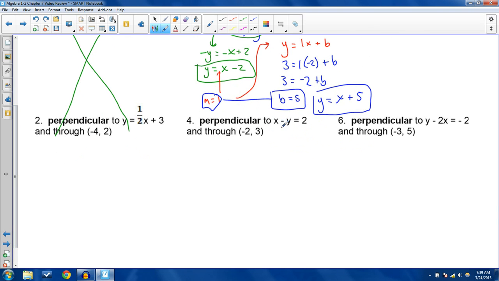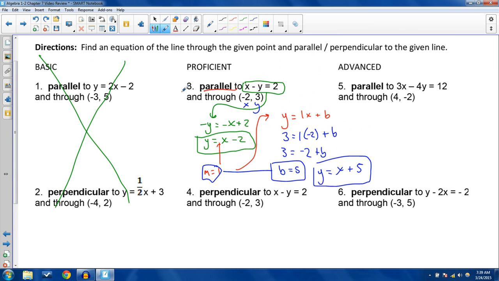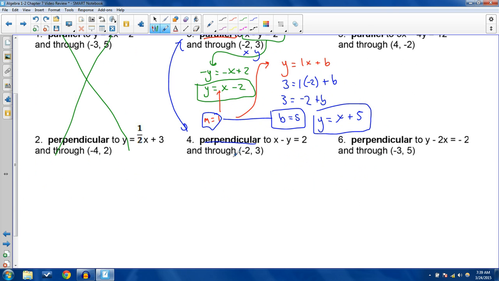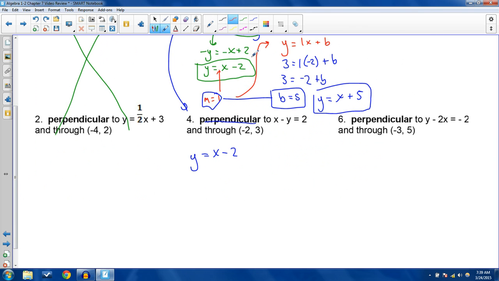There's not much time. Perpendicular to x minus y equals 2, and through the point negative 2, 3. You can see this is the same problem with one difference, perpendicular and parallel. Same equation, this is y equals x minus 2, as we rewrote it. Now, the original slope was 1, or 1 over 1. If that's the case, the perpendicular slope, the opposite reciprocal slope, is negative 1 over 1. These guys flip. They're still 1, but the sign changes.